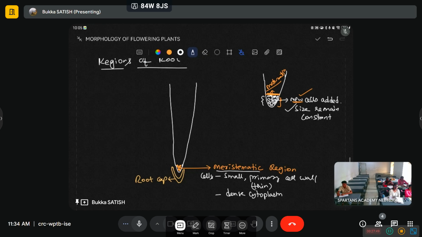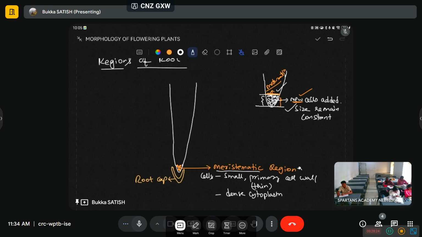If not clear, just ask now itself. This zone, the meristematic zone size, whatever is there, this size will always remain constant. Why? Because new cells are added, but the new cells added towards this side are undergoing maturation. So they are not part of the meristematic zone now. So the meristematic zone size is always constant. Even though new cells are added, the size remains constant. Hope you are clear.